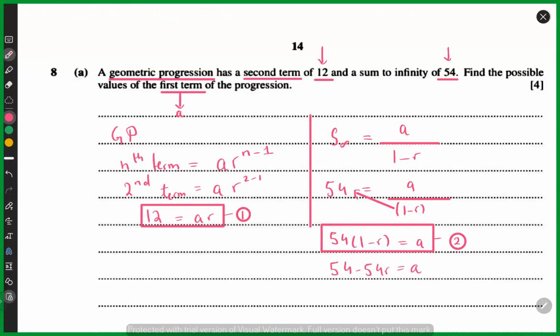Okay, so we have multiple ways. Either you can just make a the subject, it's already the subject in this equation, and you can plug in the value of a, and once you plug in the value of a, you are going to get two values of r, right? Because that would make it a quadratic equation. Or what you can do is just make r the subject. So let's make r the subject, because ideally a should be the only thing, because the question is about finding a. So 54 minus a is equal to 54r, and I can divide 54 on both sides.